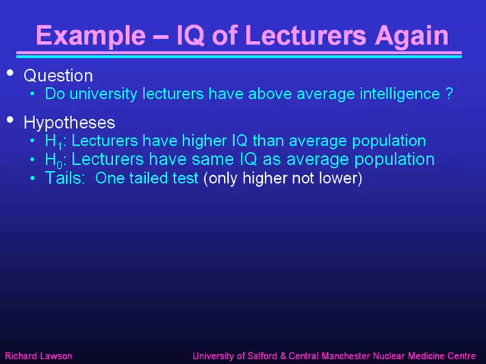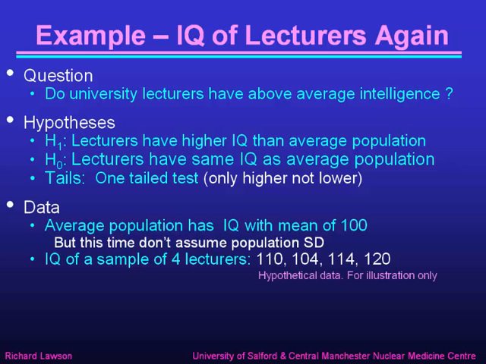So let's have another example. Once again, we'll use the data that we saw in the previous test about the IQ of lecturers. So our question is still the same as before. Do university lecturers have above average intelligence? And we had an experimental hypothesis that lecturers have higher IQ than the average population, and the null hypothesis is that lecturers have the same IQ as the average population, and we decided that was a one-tailed test because we're only interested in lecturers having a higher, not lower IQ.